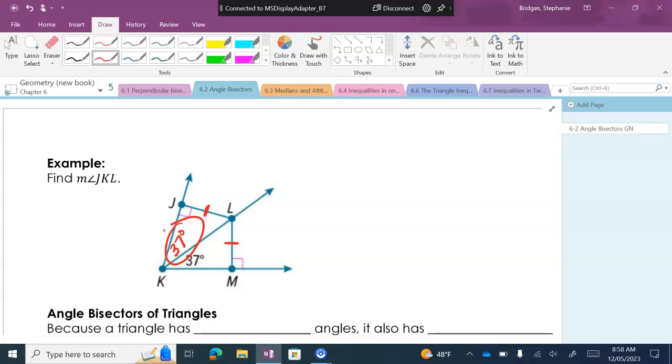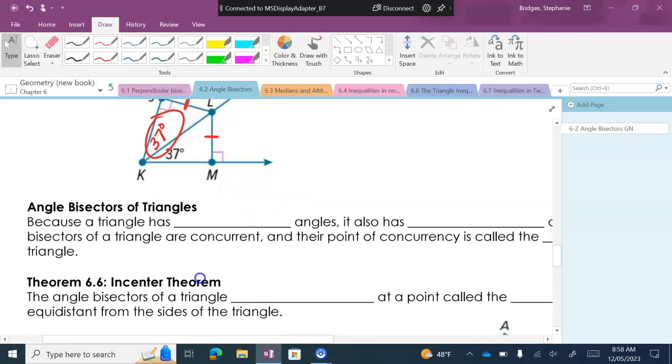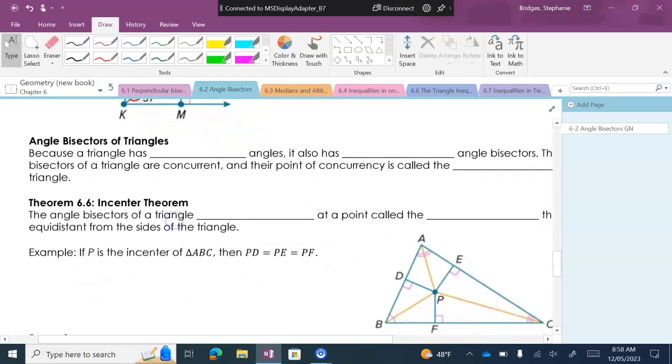Everybody good? All right, now let's talk about it. So this is going to be very similar to what we did yesterday, except it has a little bit different rule. Because a triangle has 3 angles, it also has 3 angle bisectors.